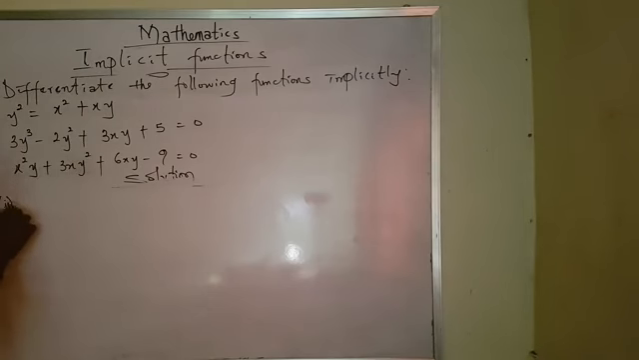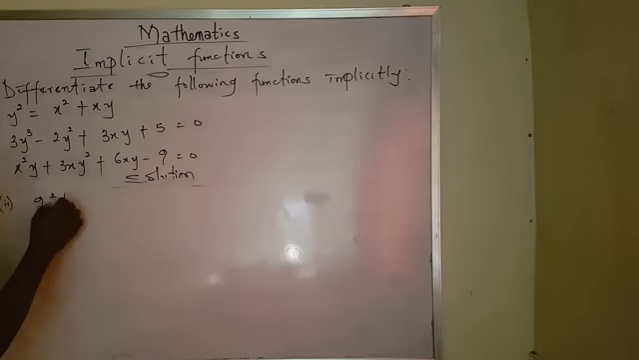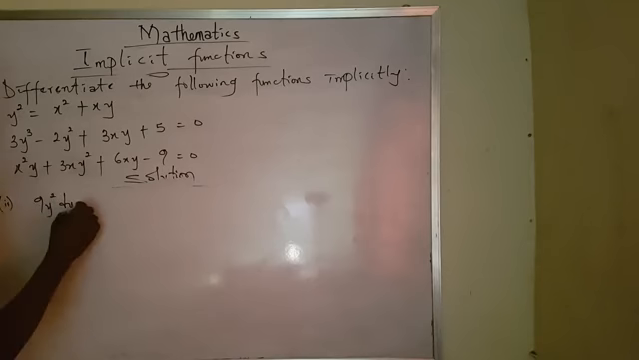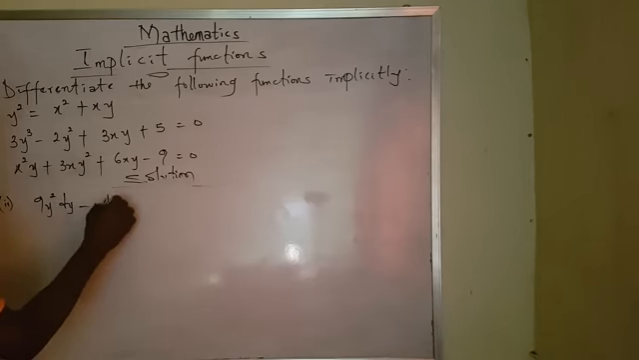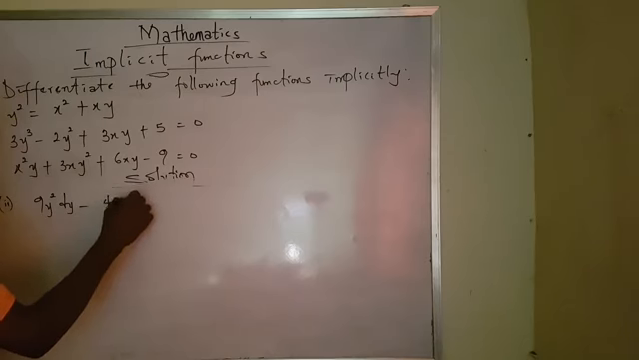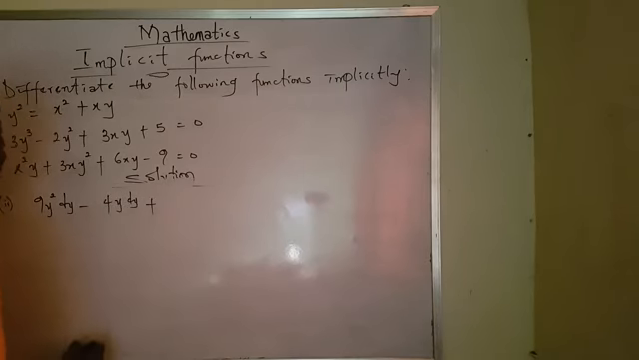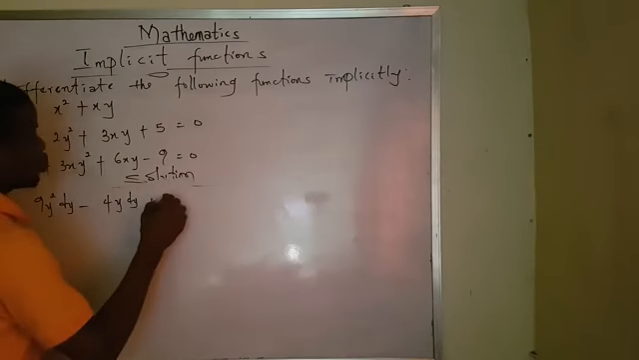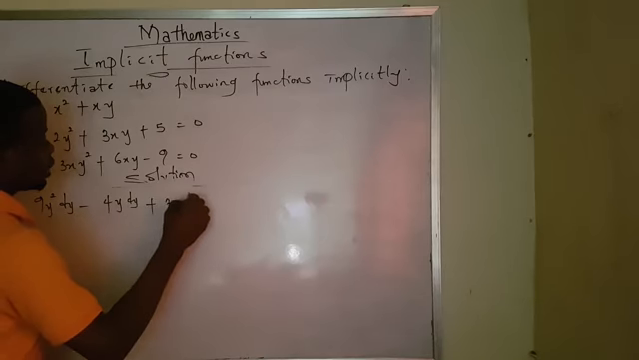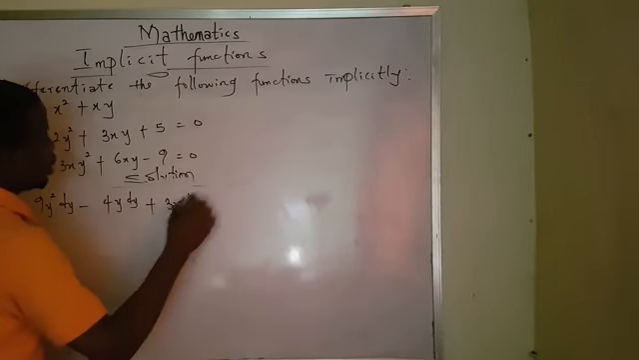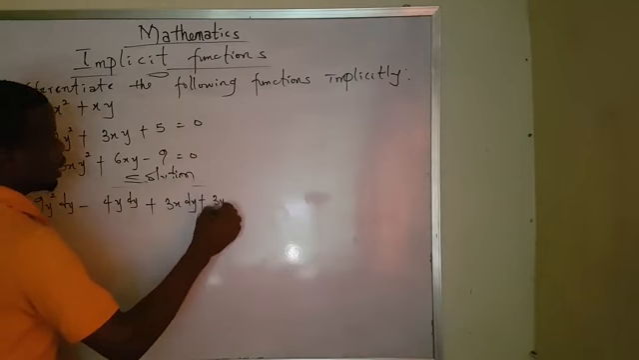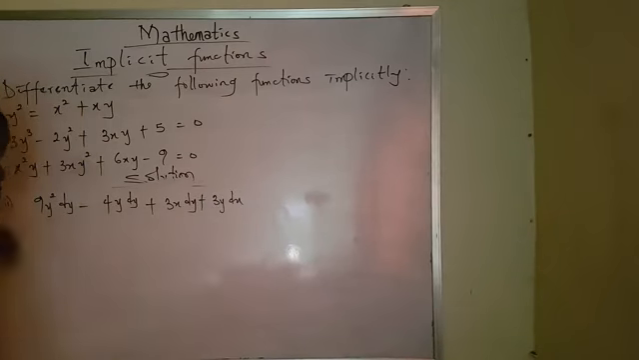Differentiate this. You have 9y squared dy minus 4y dy plus, differentiate with respect to y first. So we have 3x dy, then plus 3y dx. Are you getting it?